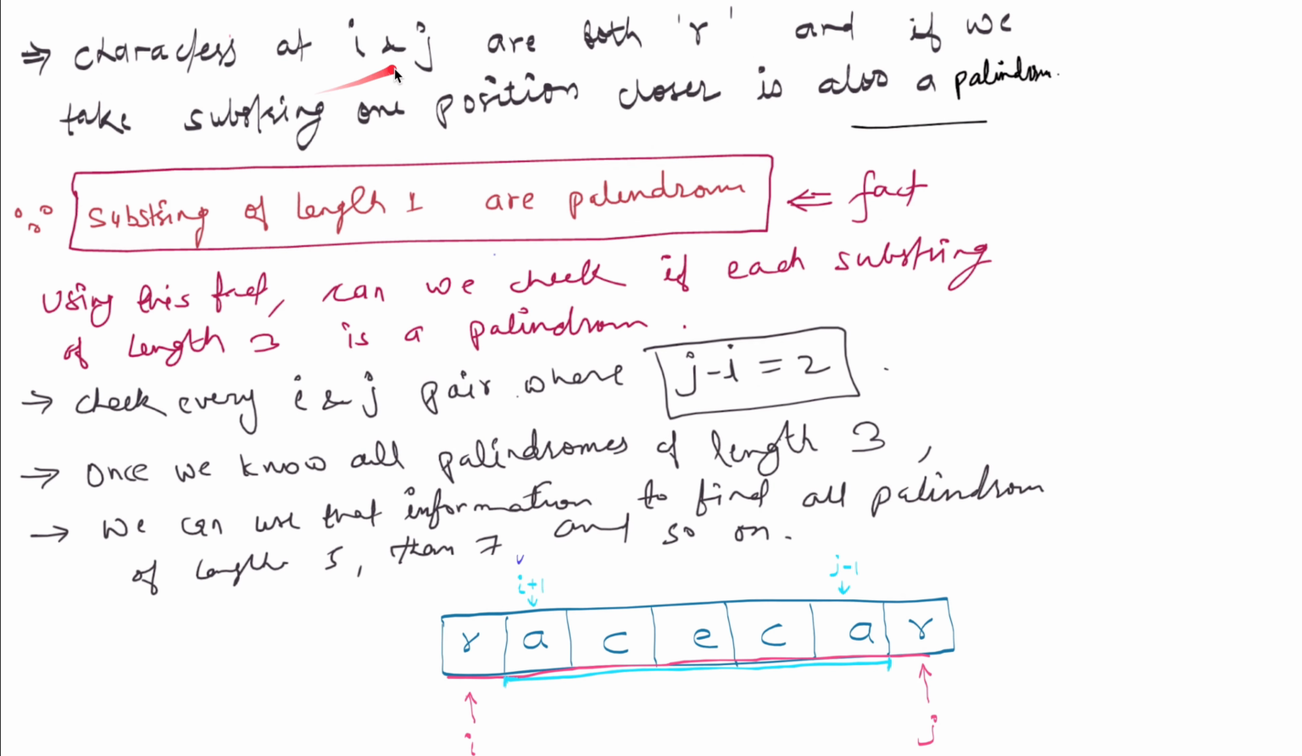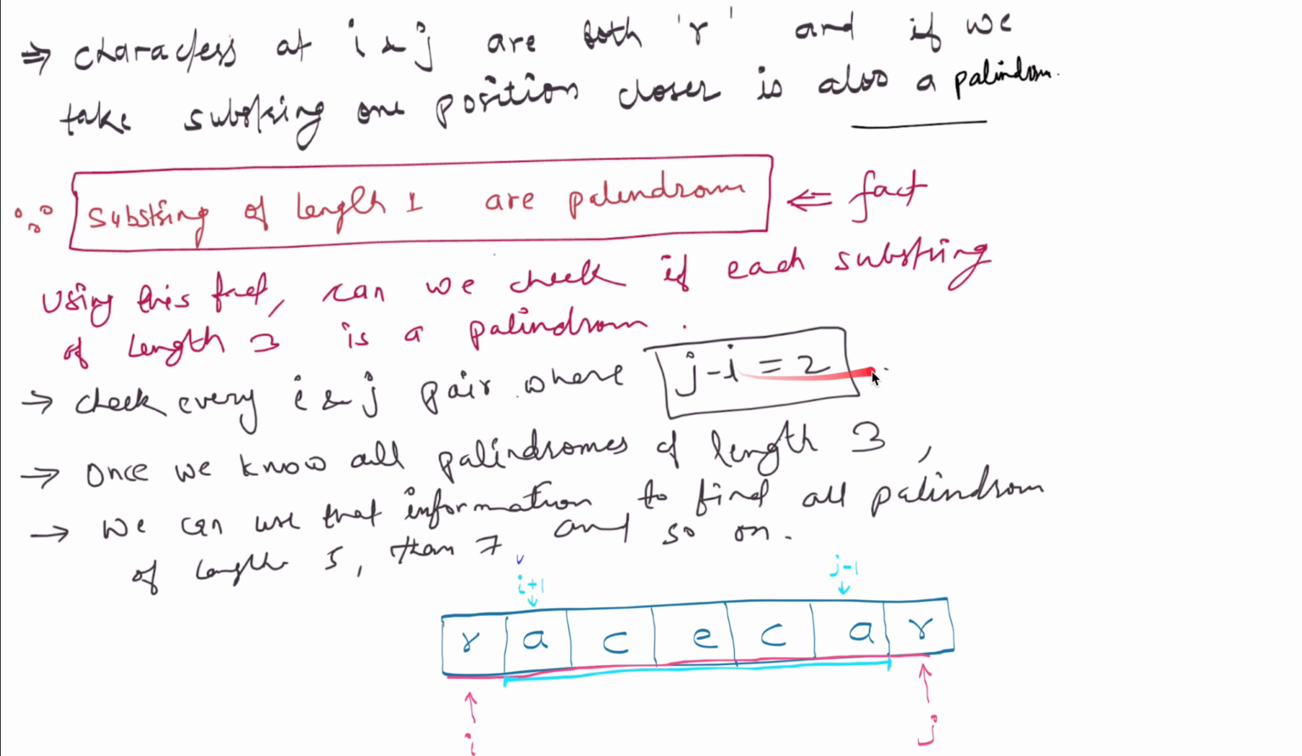So if the characters at i and j are both R, then the substring one position closer in is also a palindrome, right? The substrings of length 1 are palindromes, that is a fact, correct? So using this fact, can we check whether each substring of length 3 is a palindrome? We can say that, right? Because we check every i and j pair where j minus i is 2, right? We know all the palindromes of length 3.